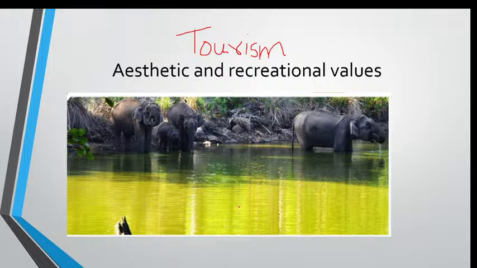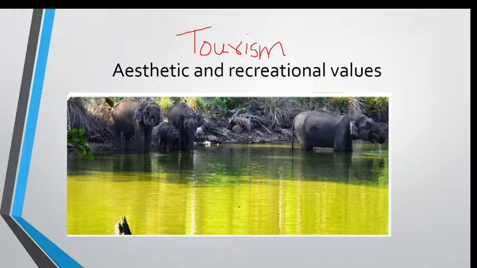Wildlife doesn't mean animals only. Wildlife means the plants, the animals, the trees, the insects, everything. This is known as the aesthetic and recreational values. Wildlife is an important natural source of animals and plants. So you can go for photography, tourism, pleasure and happiness, and field trips to such places, for example Ponmudi, Thekkady, Nilgiri, etc.